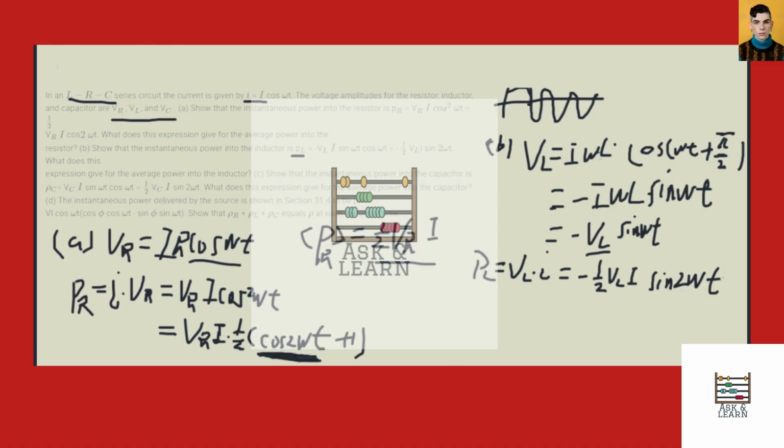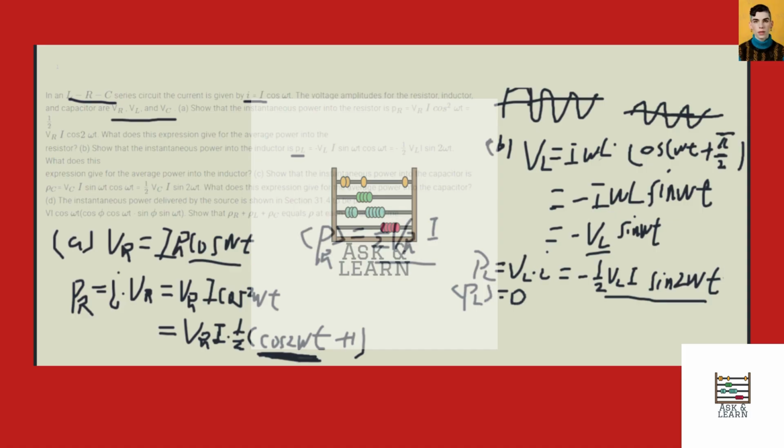Okay. And if you try to do the average on this expression, you'll see that this is 0. For the same reason, the sine 2 omega t is also an oscillating function, and the average value is just 0. So the average PL is 0.